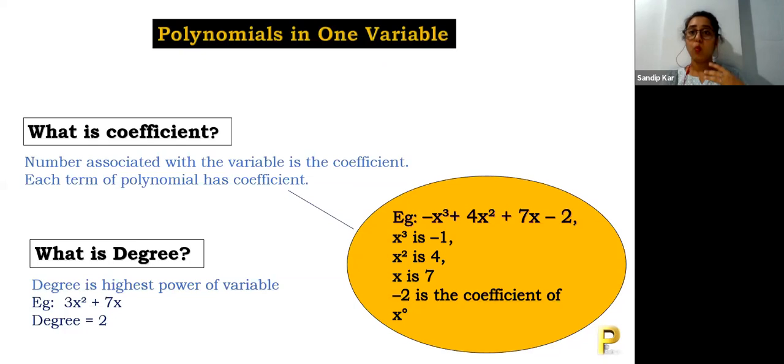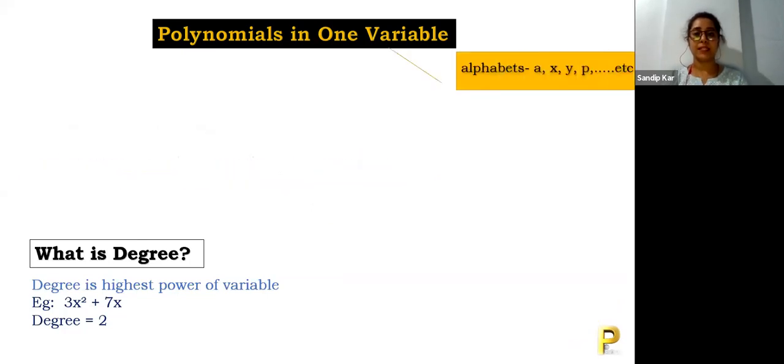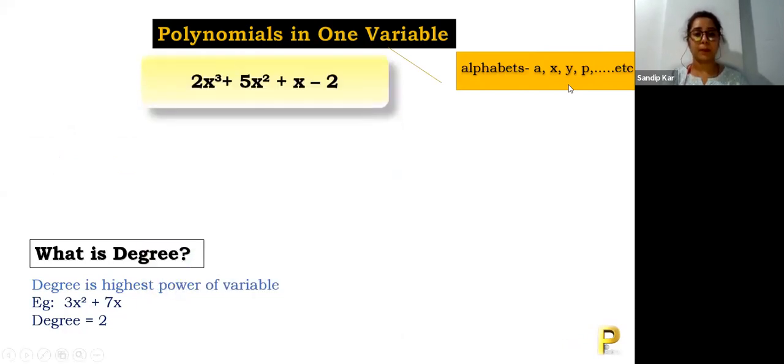Now we are clear on what a coefficient and a degree are. Now let's see what a polynomial in one variable is. Let's take an example. I've already told you what variables are: these are alphabets, it can be any alphabet from A to Z. Take 2x cubed plus 5x squared plus x minus 2. Is it a polynomial in one variable or not? How will you find that? A variable is only one alphabet.